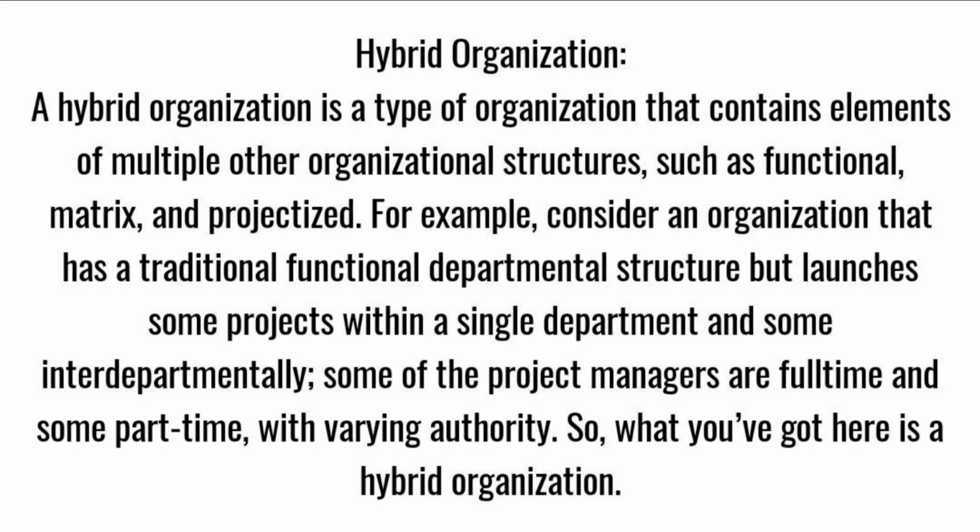Hybrid organization. A hybrid organization is a type of organization that contains elements of multiple other organizational structures, such as functional, matrix, and projectized. For example, consider an organization that has a traditional functional departmental structure but launches some projects within a single department and some interdepartmentally. Some of the project managers are full-time and some part-time, with varying authority. So, what you've got here is a hybrid organization.